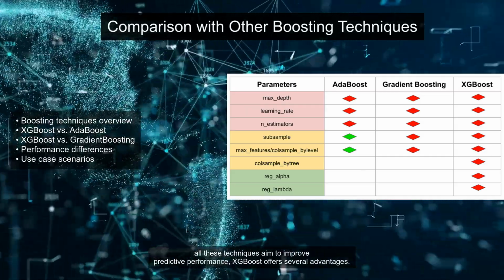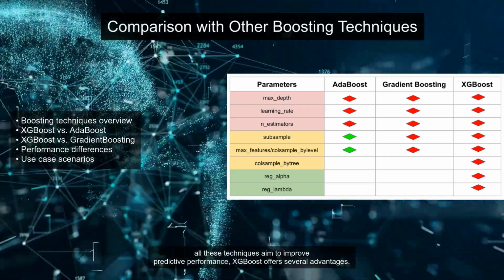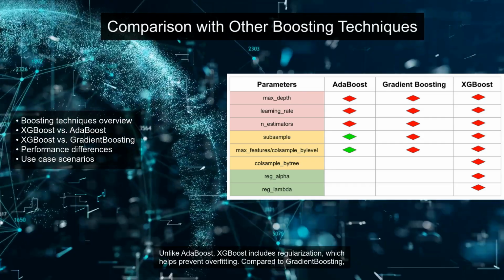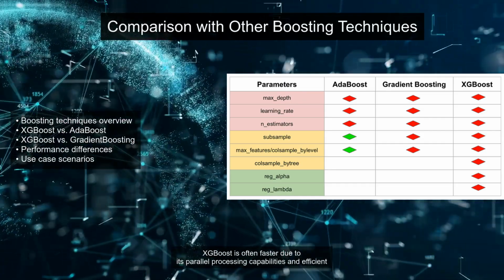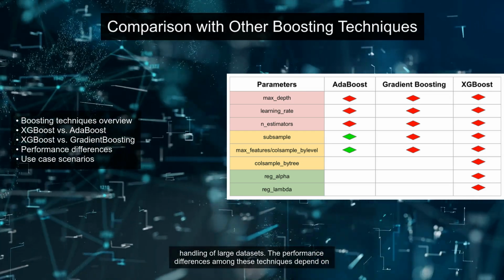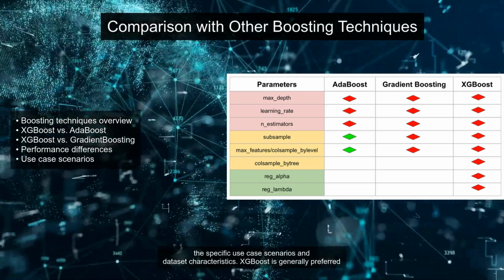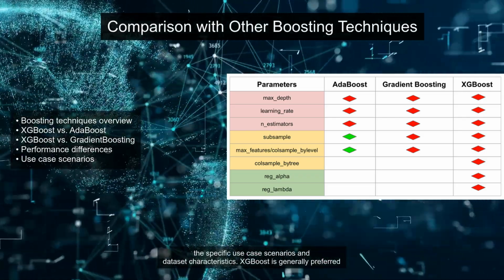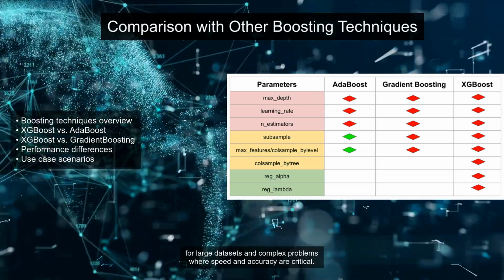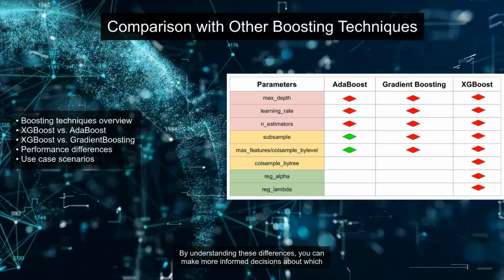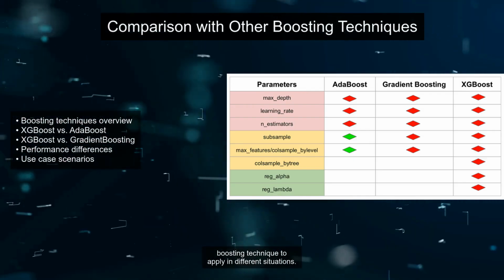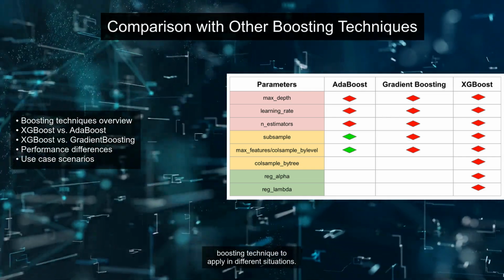While all these techniques aim to improve predictive performance, XGBoost offers several advantages. Unlike AdaBoost, XGBoost includes regularization, which helps prevent overfitting. Compared to gradient boosting, XGBoost is often faster due to its parallel processing capabilities and efficient handling of large datasets. The performance differences among these techniques depend on the specific use case scenarios and dataset characteristics. XGBoost is generally preferred for large datasets and complex problems where speed and accuracy are critical. By understanding these differences, you can make more informed decisions about which boosting technique to apply in different situations.